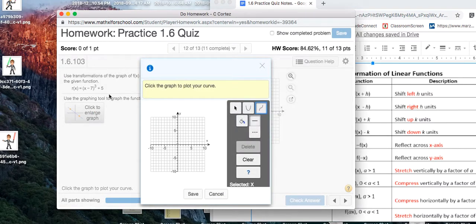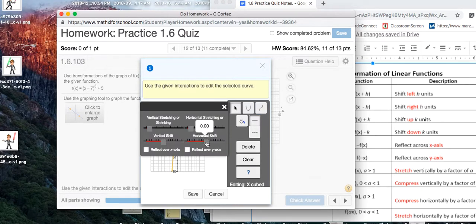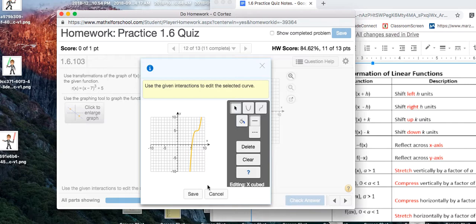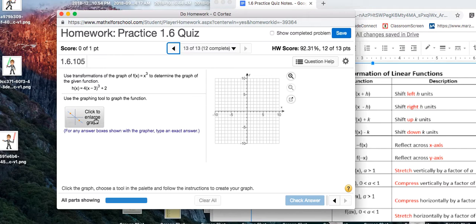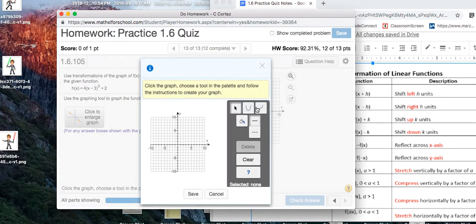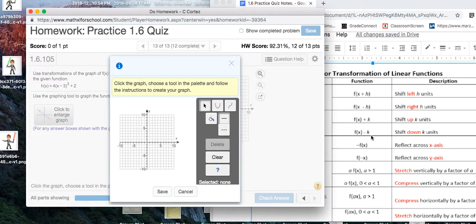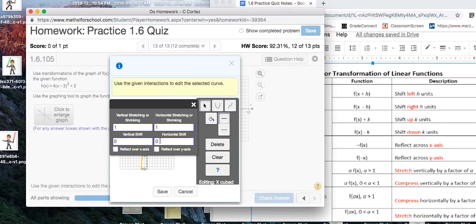Horizontal shift to the right 7 units and up 5. Four is outside parentheses, so this is going to be a stretch vertically by 4. We'll hold off on that until the end, though. We know that there's a horizontal shift to positive 3, vertical shift of 2, vertical stretch of 4.